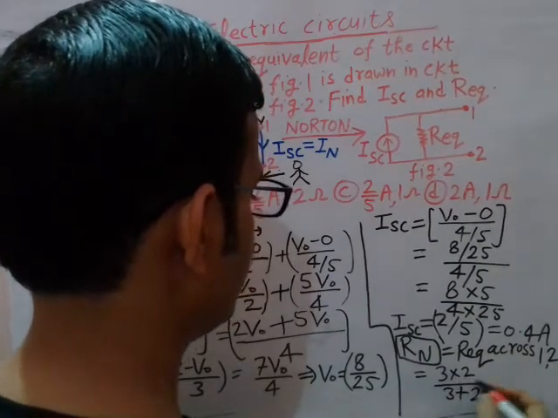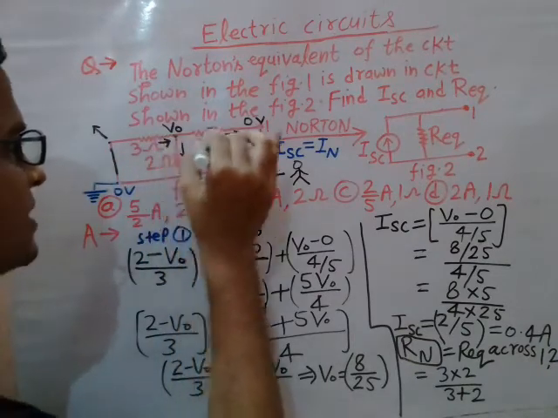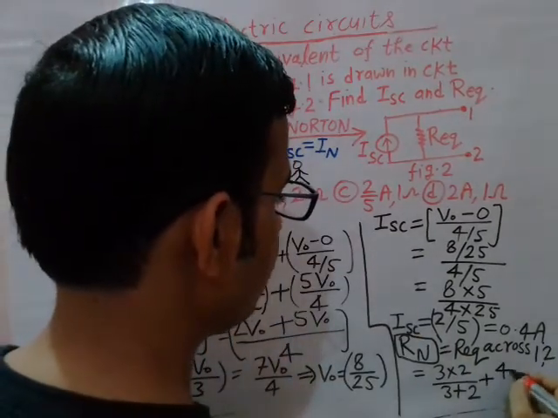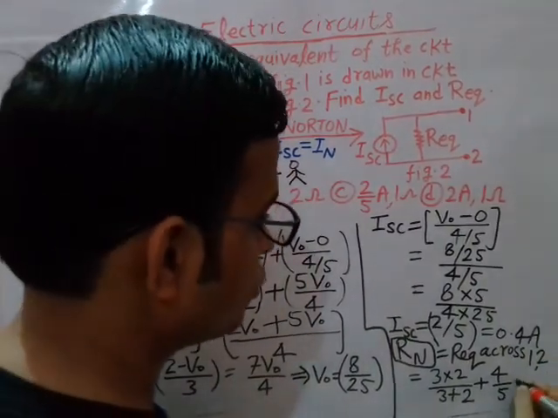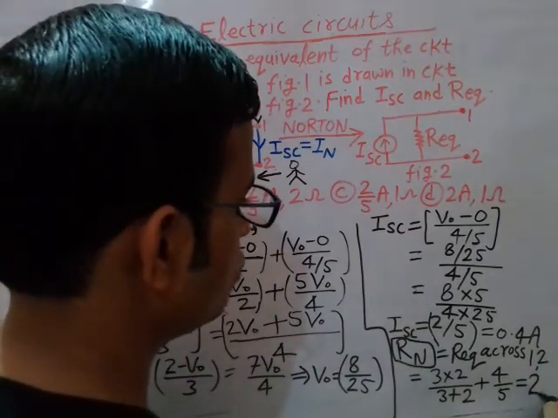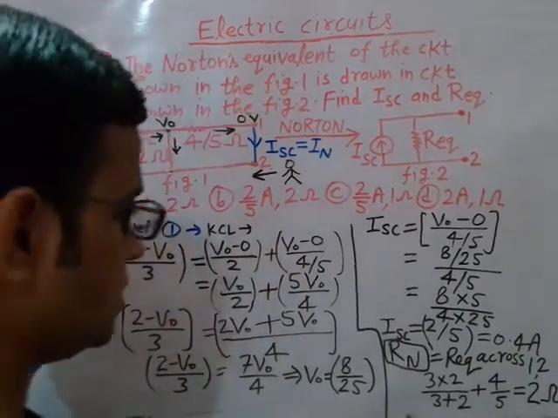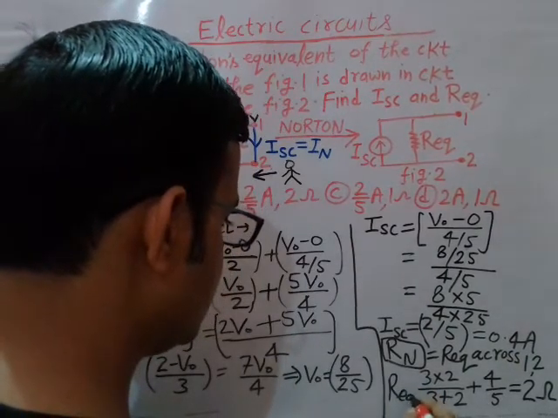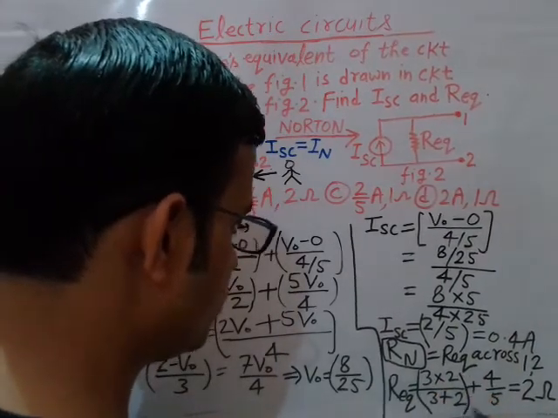3 plus 2. Now the equivalent resistance of 3 ohm and 2 ohm is in series with this 4 by 5 ohm, right? So I will add this 4 by 5 here. And when you solve this, you will find that your Norton's resistance is equal to 2 ohms. So that is the Norton's resistance, or basically the equivalent resistance across the desired terminals across which you find out the Norton's equivalent, right?